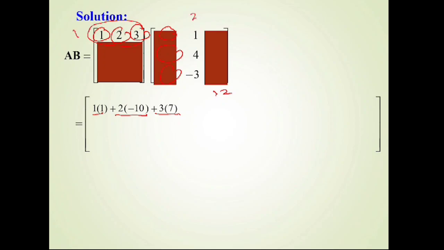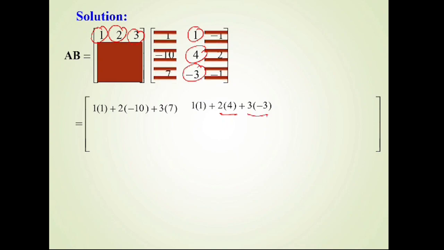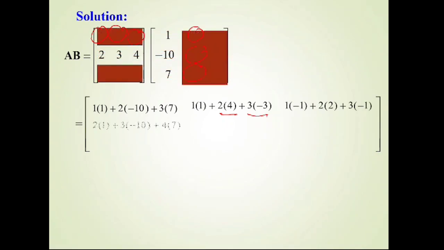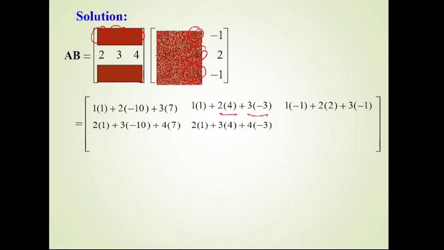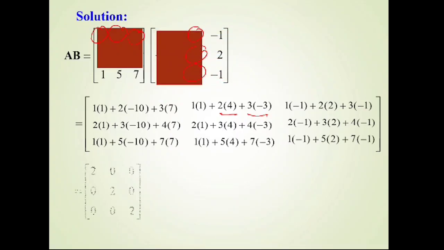So here, multiply the elements one by one, starting with 1 times 1 plus 2 times 4 plus 3 times negative 3, and so on. Do the rest one by one until you get the final matrix of A times B. Notice that A multiplied with B is equal to 2 0 0, 0 2 0, 0 0 2. This looks like an identity matrix but with 2 in the middle.